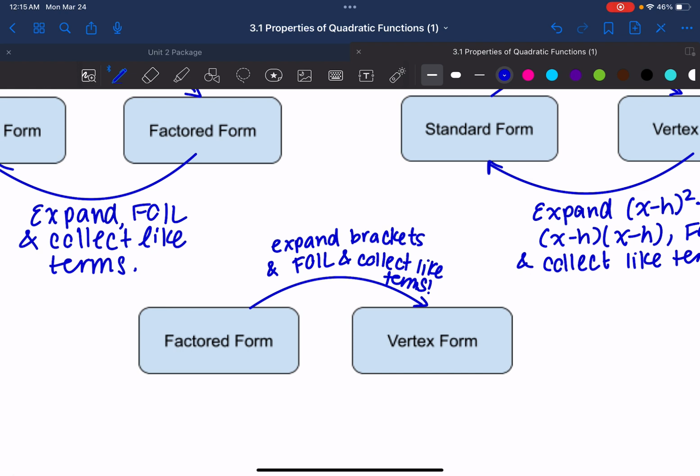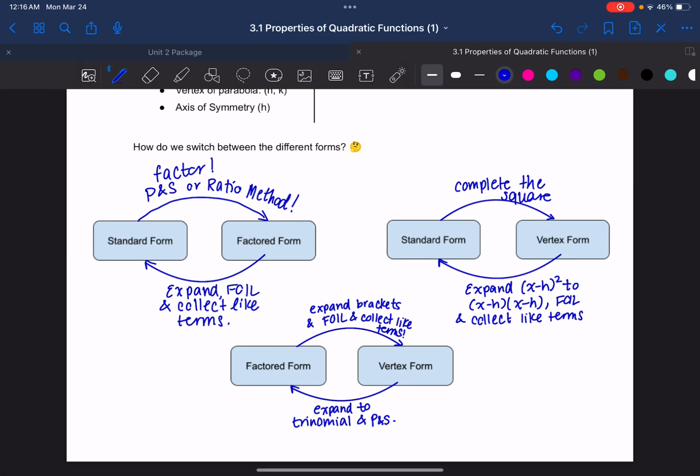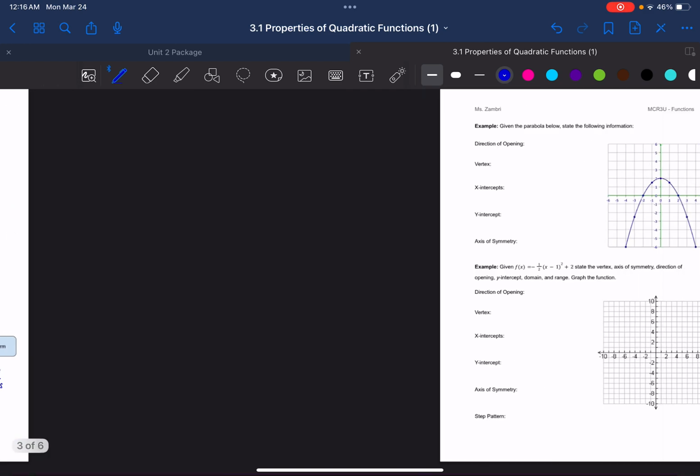If I want to do the reverse, vertex to factored, again, I kind of have to do a little bit of extra work. We would have to expand our expression to a trinomial and then just do product and sum. So definitely the harder, longer ways to go about switching between the forms, specifically for factored and vertex. The other two are a little shorter or a little more intuitive, but still possible.